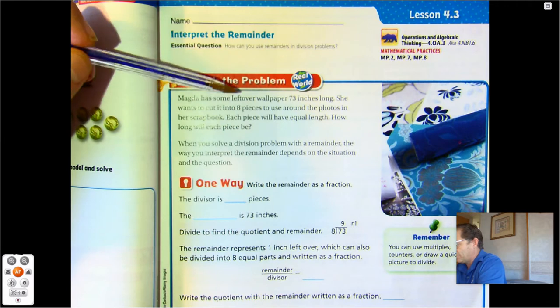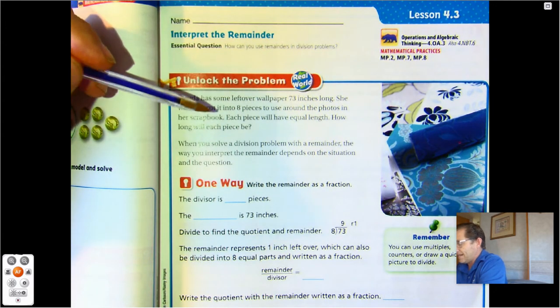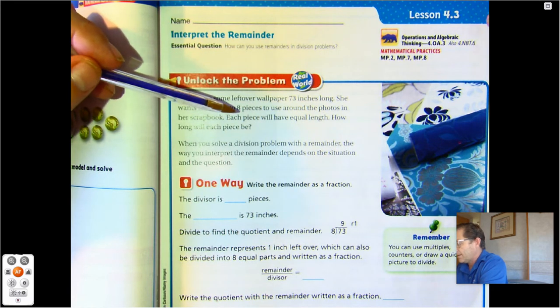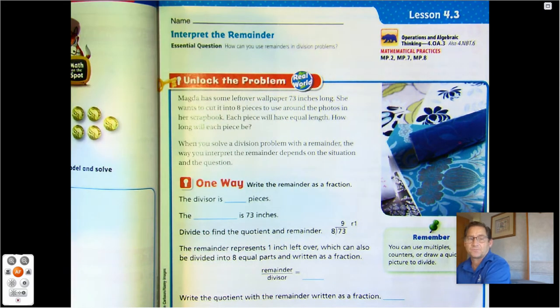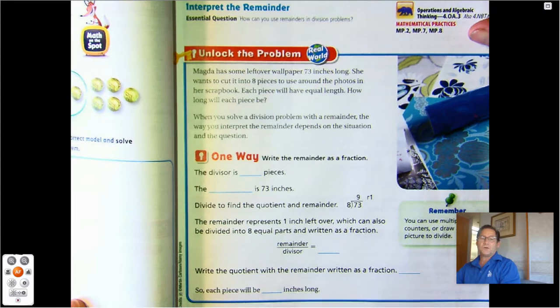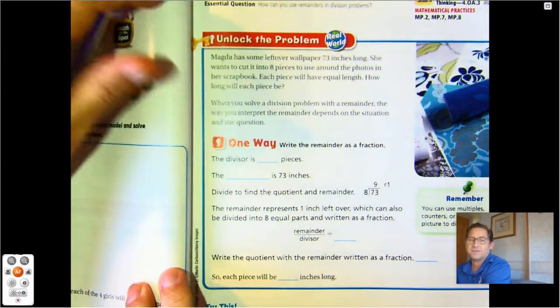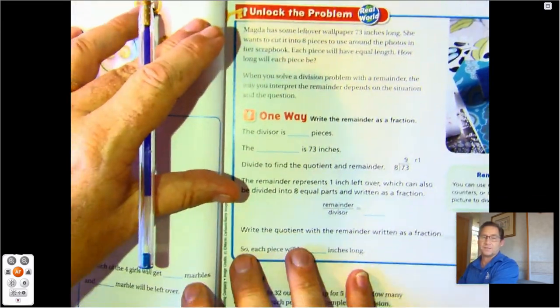Magda has some leftover wallpaper 73 inches long. She wants to cut it into 8 pieces to use around the photos in her scrapbook. Each piece will have equal length. How long will each piece be? Okay, so when you solve a division problem with a remainder, the way you interpret the remainder depends on the situation and the question. Okay, so here's one way.